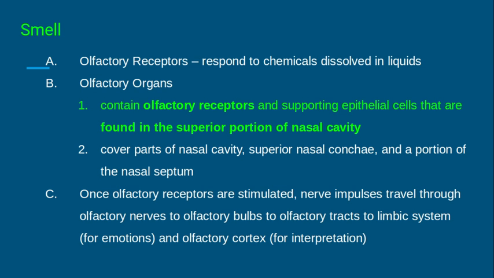So the first one we're going to break down is smell. So you have what's called olfactory receptors. These respond to chemicals and stuff like that in different liquids. Olfactory organs contain the olfactory receptors and support what's called epithelial cells. We went through the different types of cell tissues, and that's what this type is, epithelial. And they're found in the superior portion of the nasal cavity.